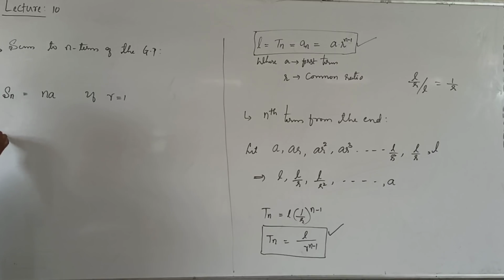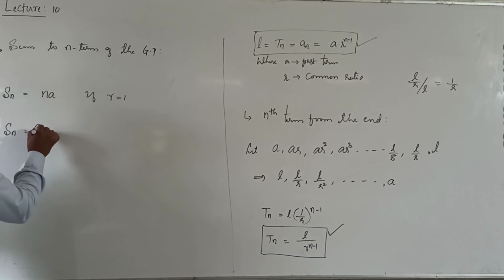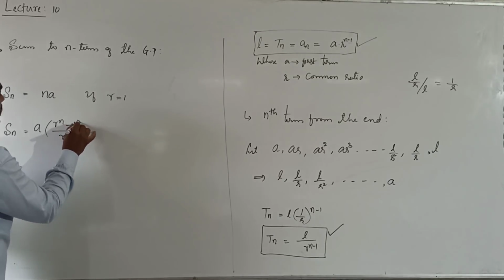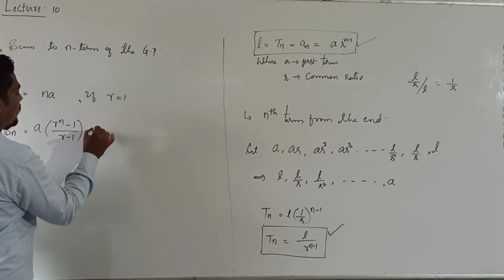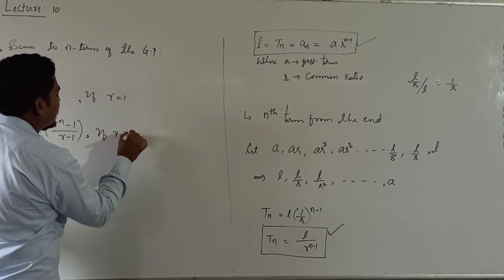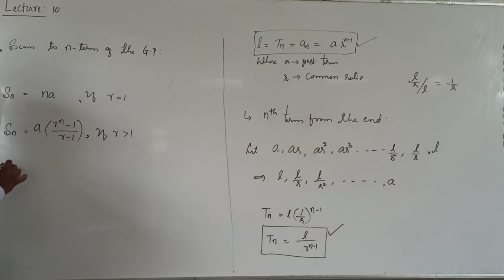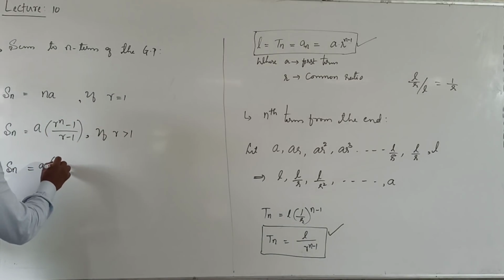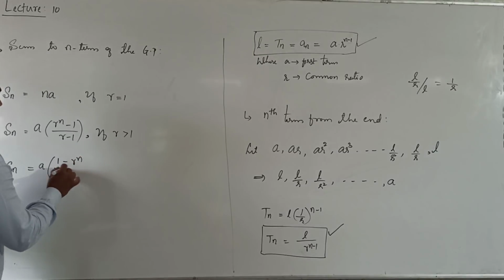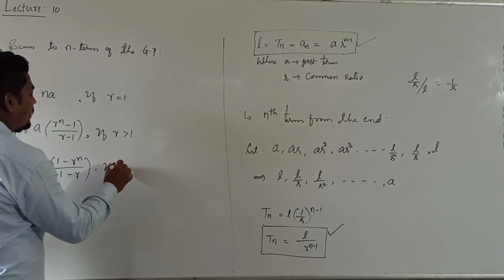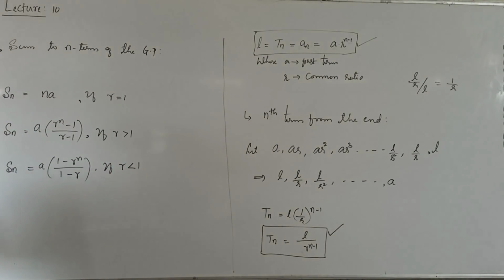Next, Sn is equal to A into R power n minus 1 divided by R minus 1 if R is greater than 1. Greater than means more than. Sum to n terms of the GP, Sn is equal to A in bracket 1 minus R power n divided by 1 minus R, if R is less than 1.